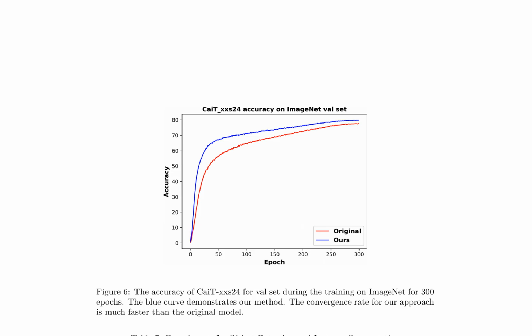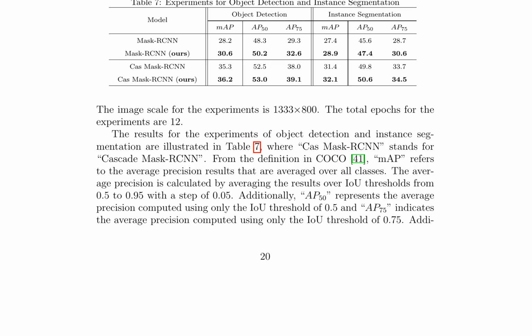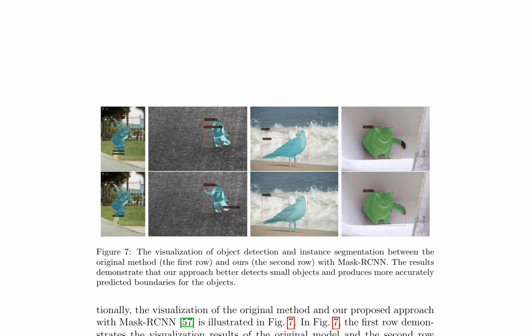The proposed approach is also applied to object detection and instance segmentation tasks using the COCO dataset. Table 7 presents the results for Mask R-CNN and Cascade Mask R-CNN with and without the proposed approach, showing improved performance in terms of mAP, AP50, and AP75. The experimental settings, including the use of AdamW optimizer, warm-up iterations, and learning rate adjustments, are also discussed. The results highlight the effectiveness of the proposed method in improving the performance and convergence of vision transformers and Swin transformers.